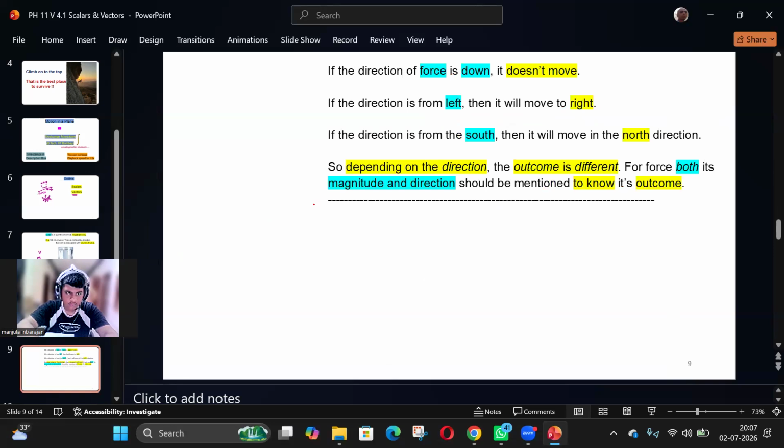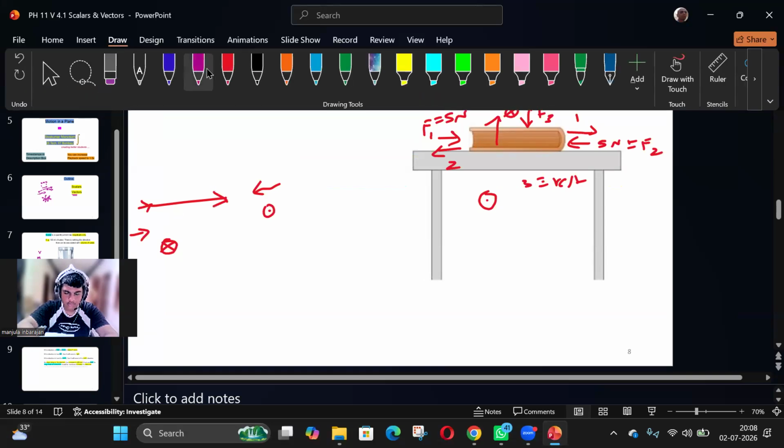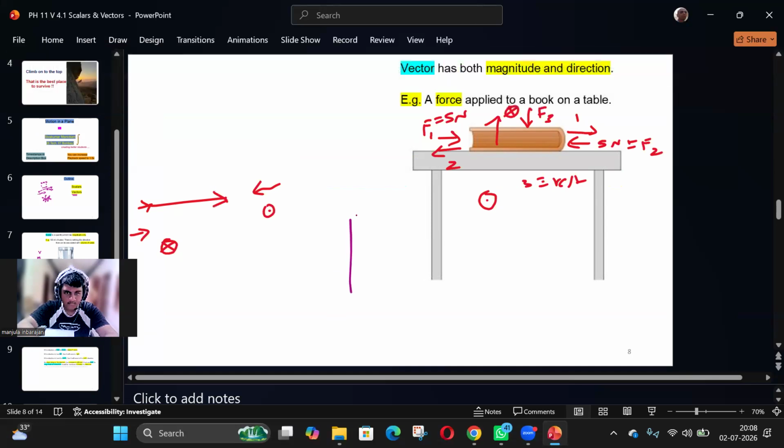Similarly, if I say north direction, usually north is upwards. You can assume the India map. Kashmir is at the top, so that is north. Chennai is in the south, and in the east we have West Bengal, and in the west we have Maharashtra or Bombay. So if force is applied in the north, the thing will move towards north. So this is also one way of specifying the direction.